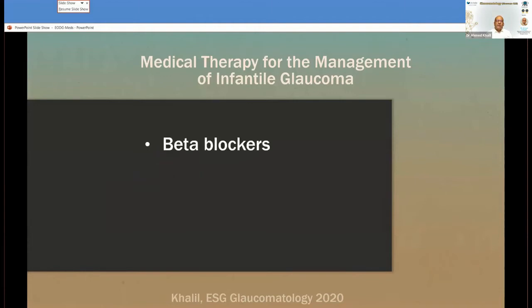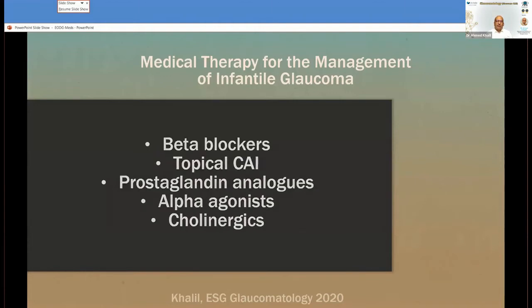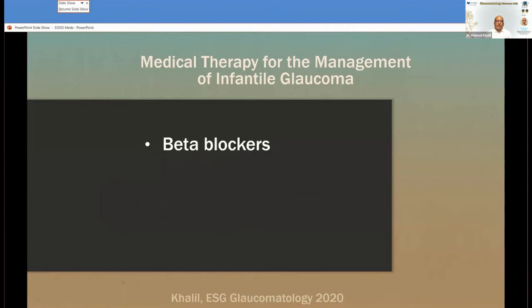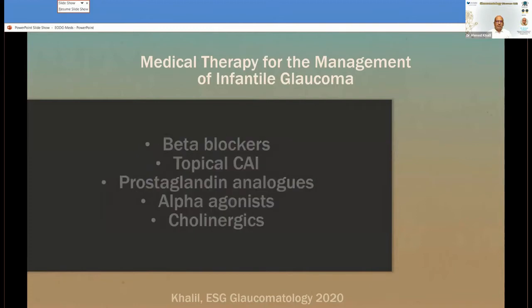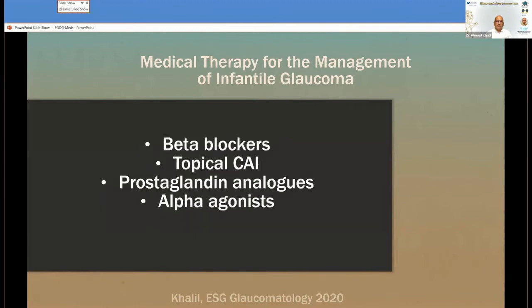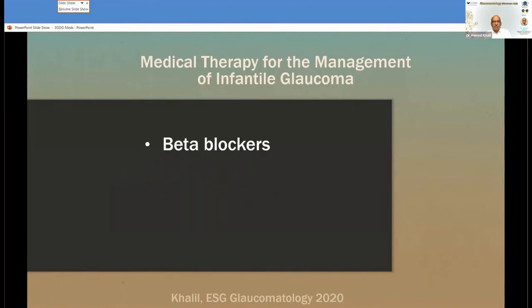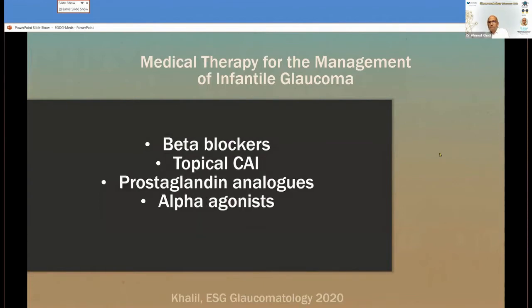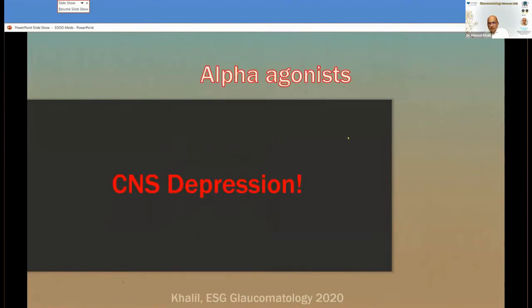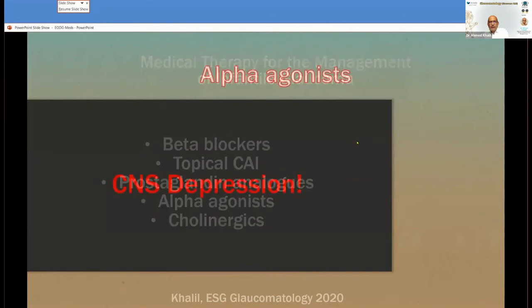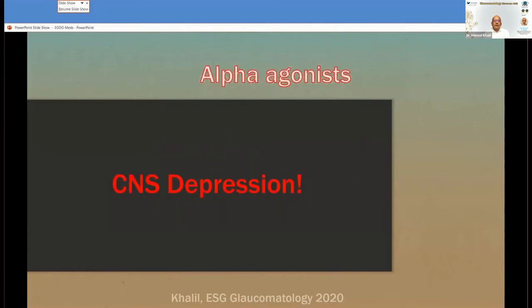Alpha agonists, I'm going to mention again the beta blockers. Sorry, I will wait for the alpha agonists for now. The alpha agonists in infants cause CNS depression. Reported in literature, one case of death, sudden death.